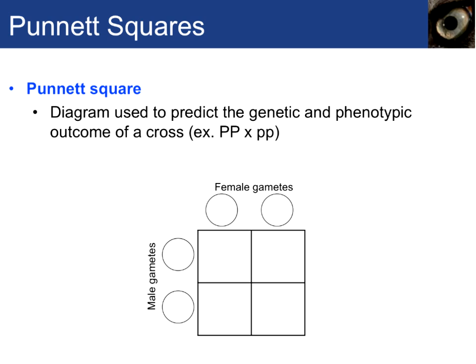A Punnett square is a diagram used to predict the genetic and phenotypic outcome of a cross. When you're only looking at one gene, it's pretty easy to keep things straight. But once you get started with two or more genes that you're studying, Punnett squares are necessary to keep straight the combinations that are made when the gametes come together. To use a Punnett square, you first figure out the gametes that are produced by the parents and write them on the outside of the square.